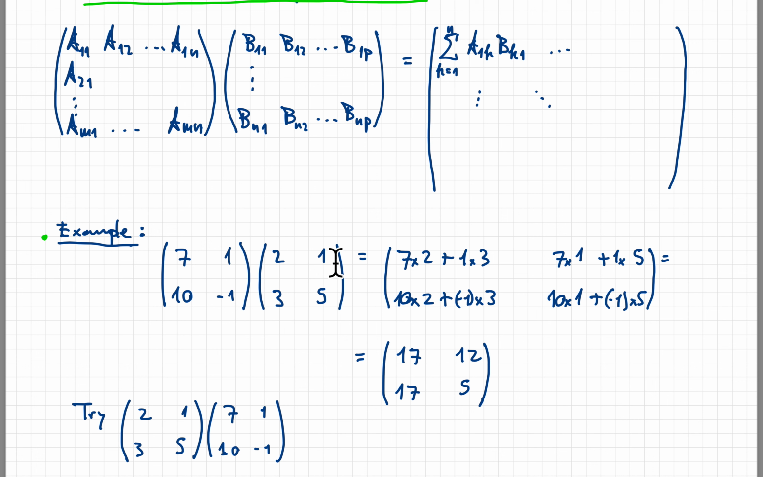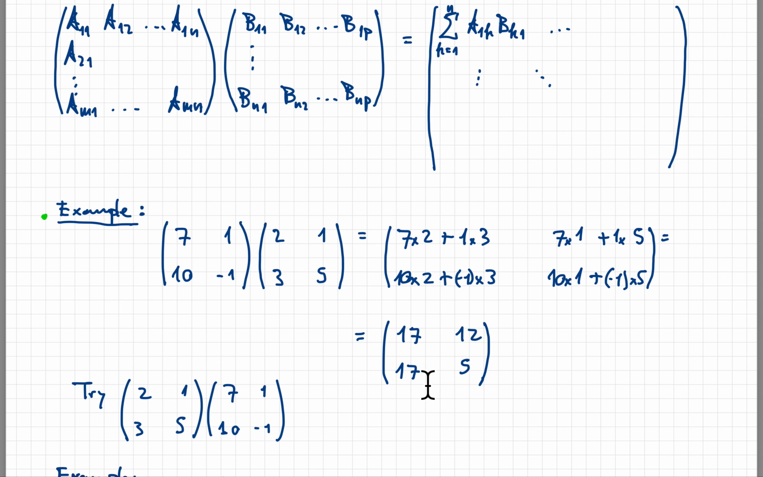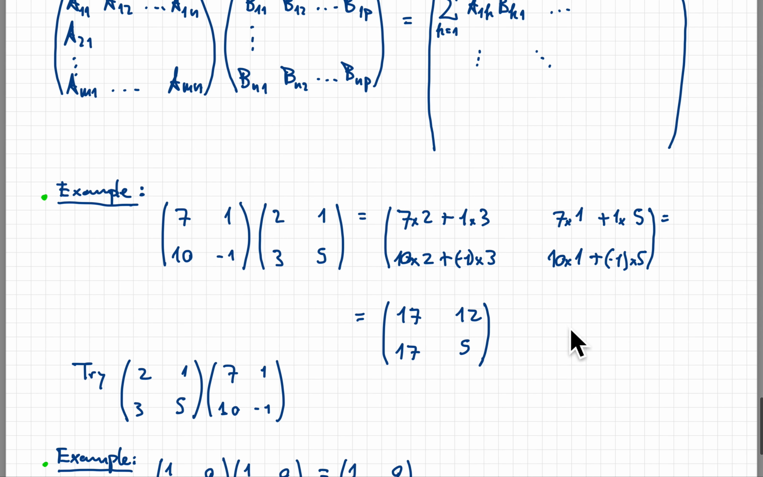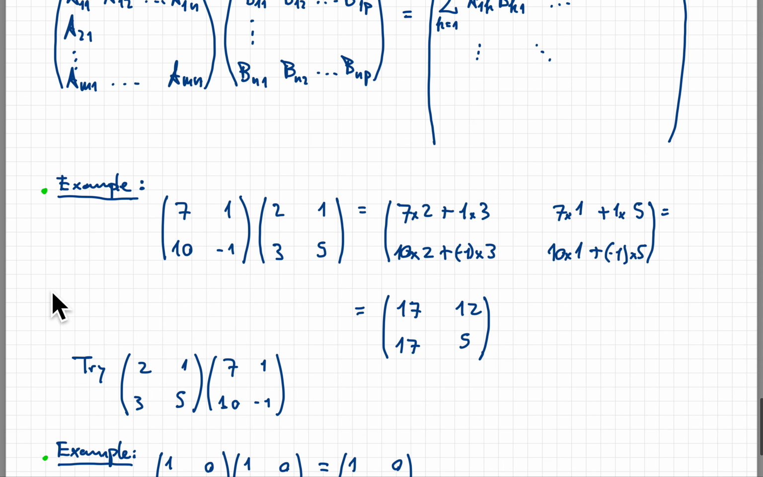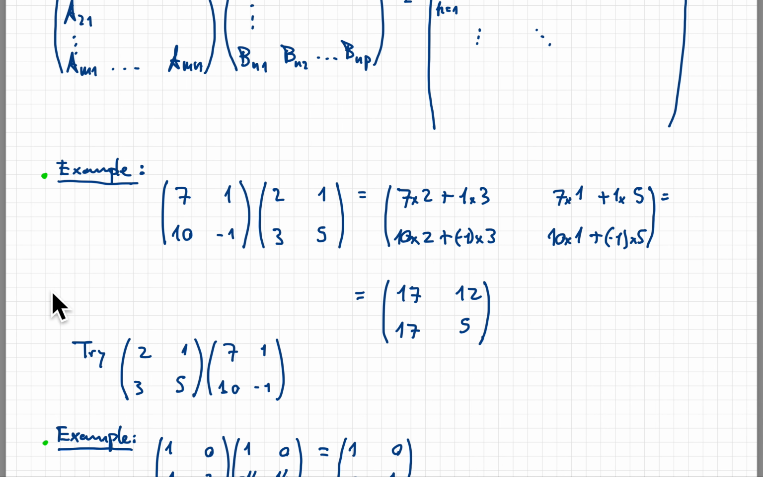And then 10 by 1 plus minus 1 by 5, and that goes down here. And then we do these calculations explicitly, you get 17, 17, 12, 5, and that's the result. Now I want you to try to do what's called the commutative product.